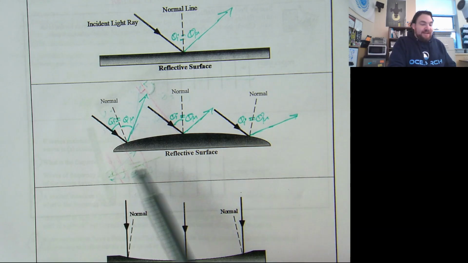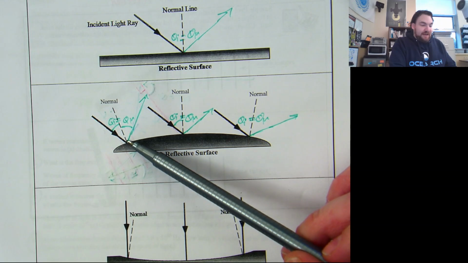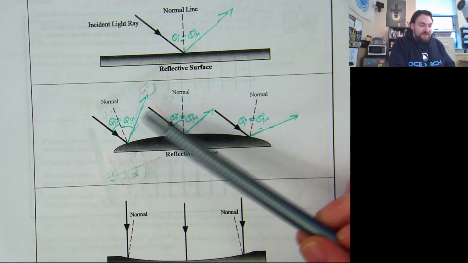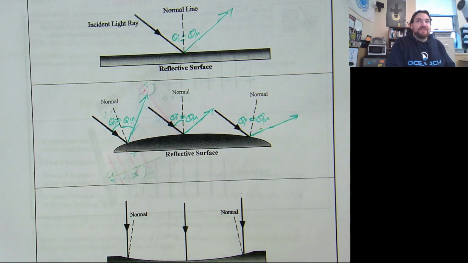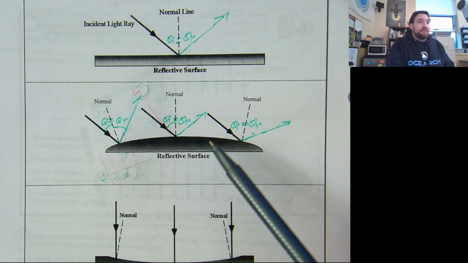And so what you get here is, if the light is bouncing off at different angles, and they were all coming in at the same angle, what's that doing to the image? What would you see if you were standing somewhere else looking at this mirror?